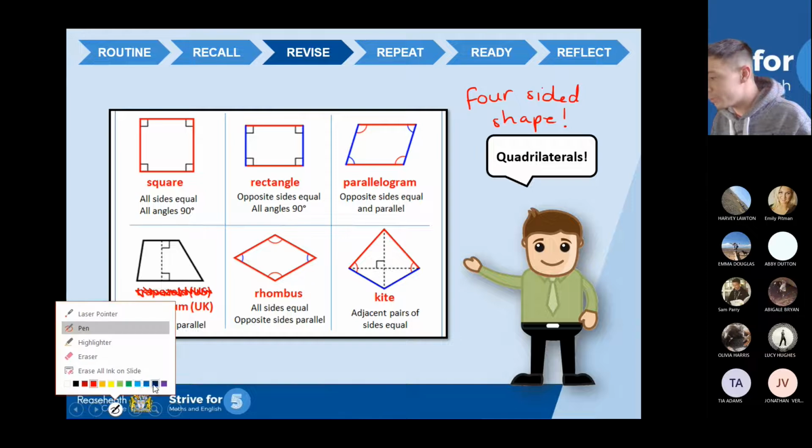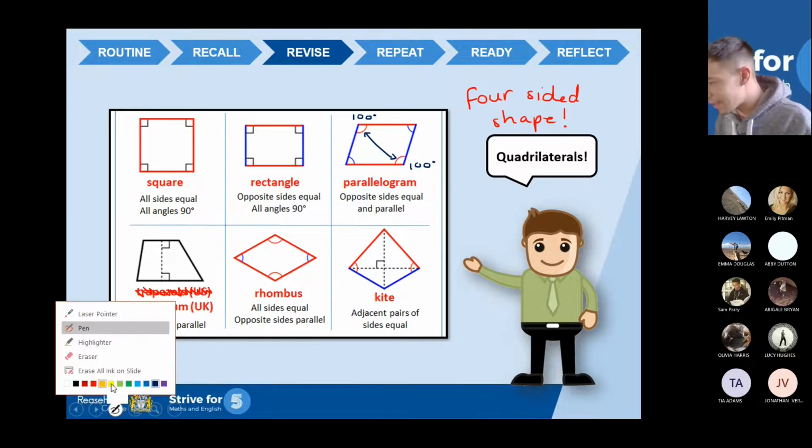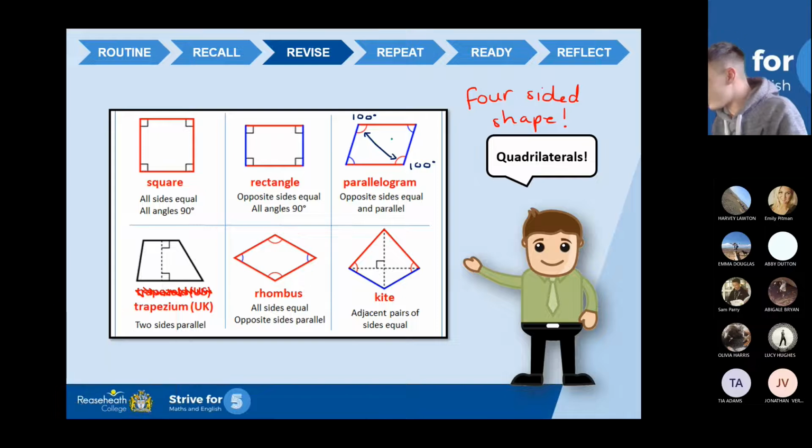The angles opposite one another are the same. So this angle and that angle are exactly the same. So if that one is 100 degrees, then this one down here is also 100 degrees. Okay. Now, by that, we know that these angles are also the same.